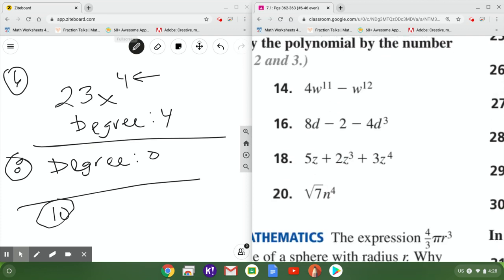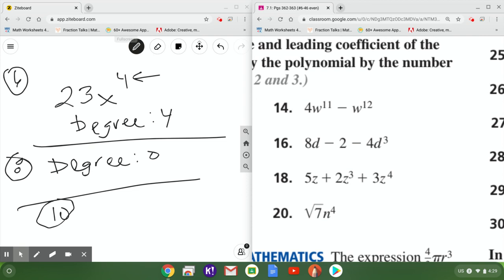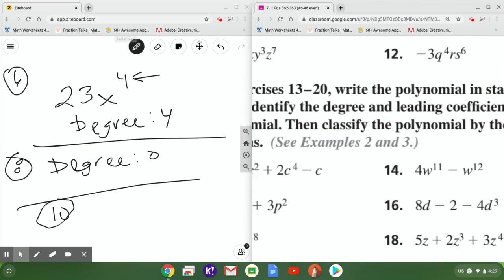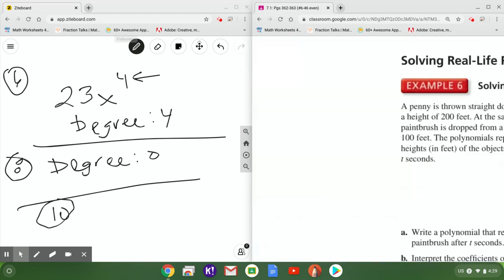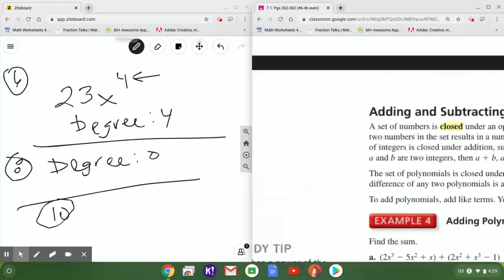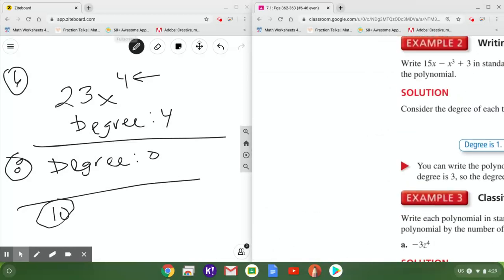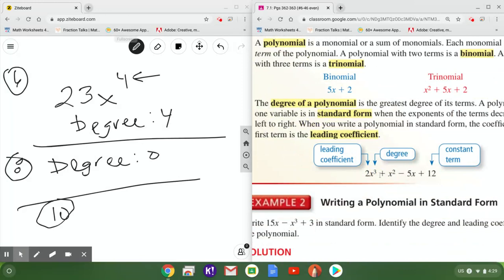And then these, you don't actually combine them. You can't combine them. They're not like terms. You're just putting it in standard form. See, in standard form, what that means is, let me go back up to the example. You're just writing in order the degrees from biggest to smallest. That's all you're doing. So you're not combining anything. You're just rewriting it so that the degrees go 3, 2, 1, 0. That's standard form. The degree is the biggest one. You don't add these together because they're not combined.